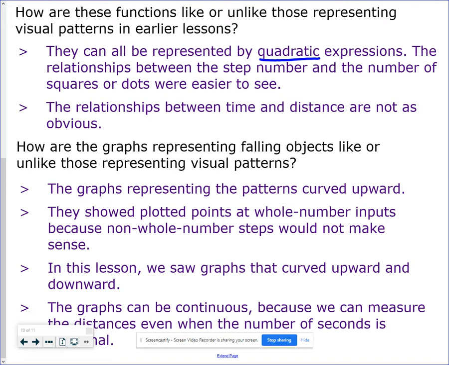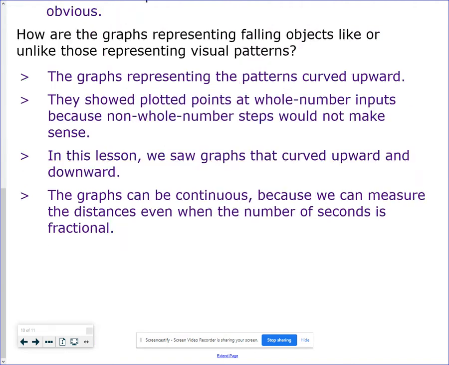And we were only looking at whole number inputs, right? We were talking about time in terms of seconds. The curved downward ones, we were looking at how far they were from the ground, that kind of thing. Let me extend that so you can see it. Those graphs, and I did connect the points so you can see that curve a little bit more. They can be continuous, they can be connected, because even at a half a second, I could figure out where that would be on the graph, okay?